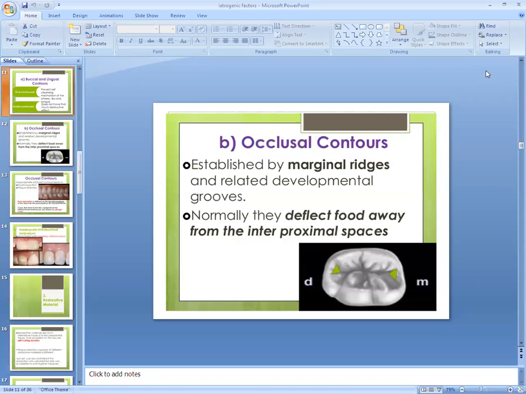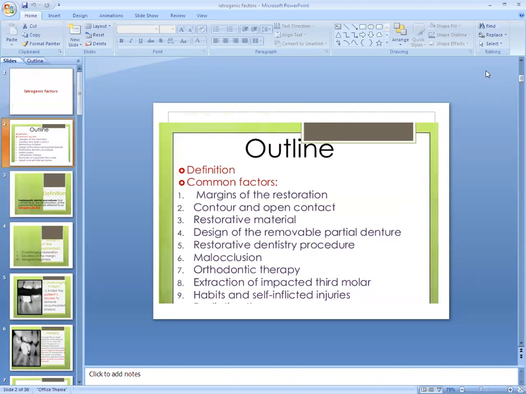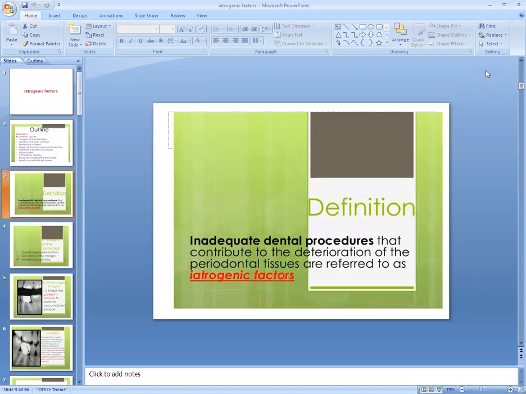So basically, as a reminder, there are different iatrogenic factors. What are these iatrogenic factors? These factors are faulty or inadequate dental procedures that contribute to the formation of periodontal diseases.